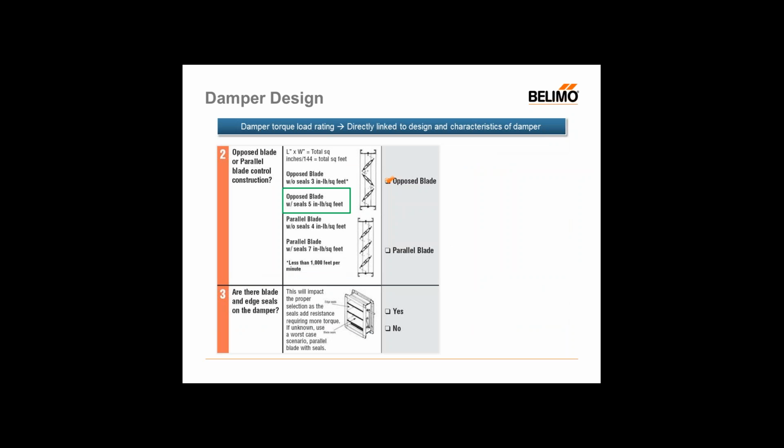Now, going from steps 1 to 2, we know what the damper design is, basically the type of blade being used, in this case an opposed blade, and we also know it has the seals on them. So now the torque loading with seals is 5 inch-pounds per square foot, versus an opposed blade without seals at 3 inch-pounds per square foot. So there's that difference right there.